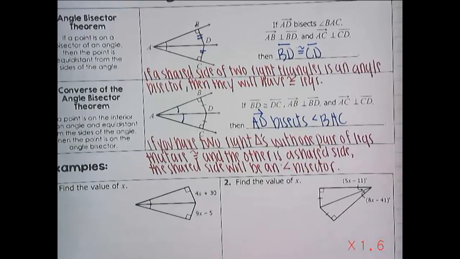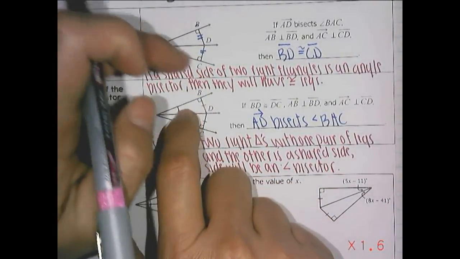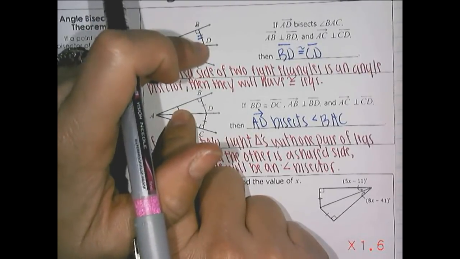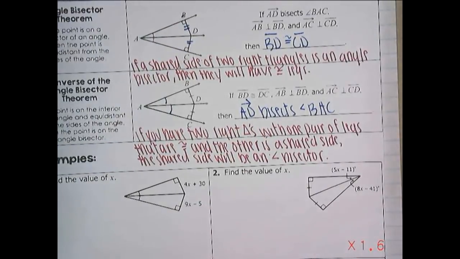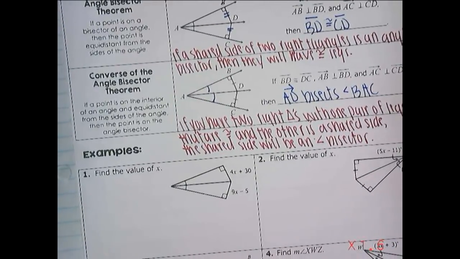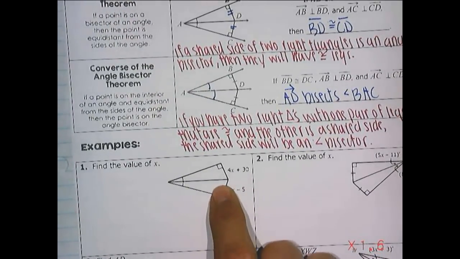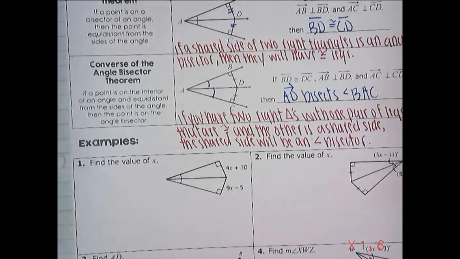Okay, so angle bisectors. They cut an angle in half. If you draw a segment to the angle bisector from that angle, they will be congruent and they will also be perpendicular. So let's go ahead and see what we can find here. We see that they're perpendicular, right? We see the right angle, all right, and we see that the angles are congruent. So this must be an angle bisector.